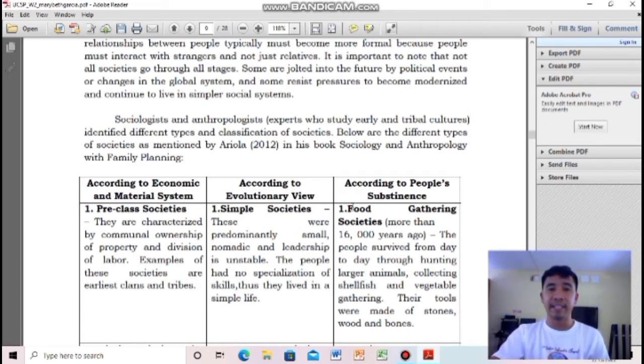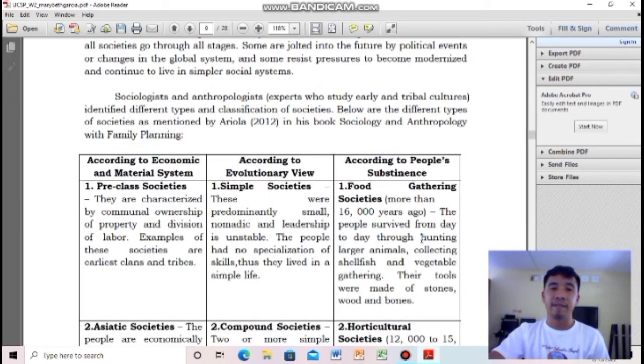According to people's subsistence naman niya, food gathering society, ang composed na siya sa more than 16,000 years ago. It is dated more than 16,000 years ago. The people survived from day to day through hunting larger animals, collecting shellfish, and vegetable gathering. Their tools were made of stones, wood, and bones.